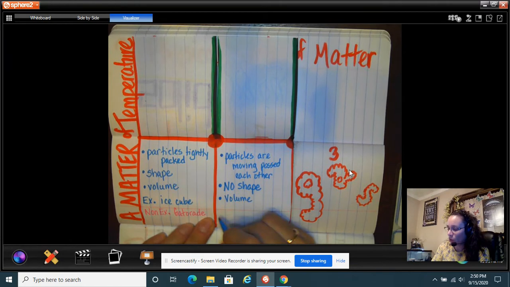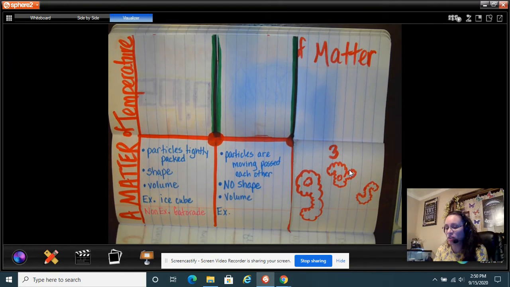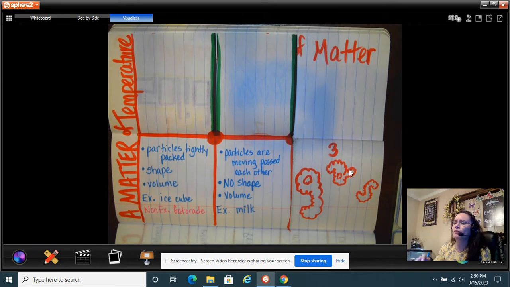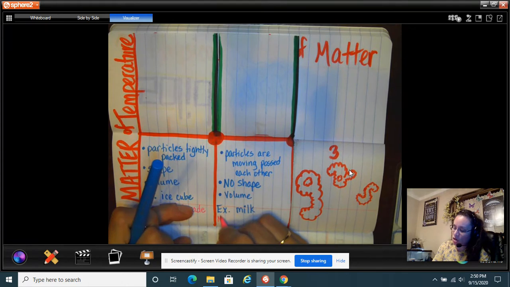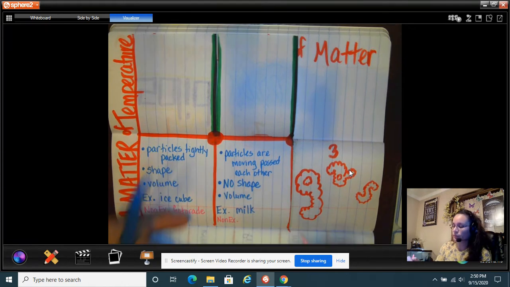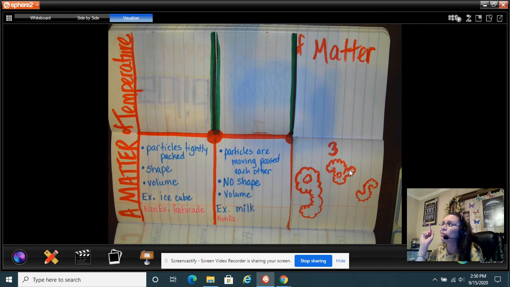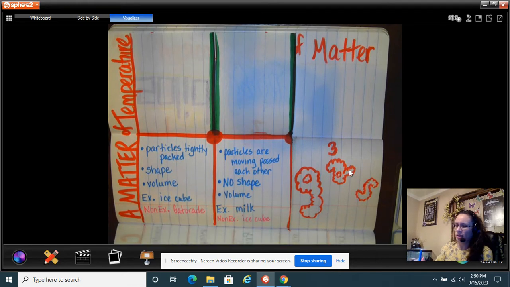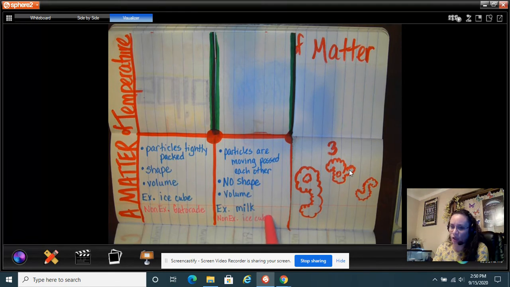So for my example of a liquid, I'm going to put milk. I've seen milk take the shape of the cafeteria floor many times. Then I'm going to change my marker and put a non-example, something that's not a liquid. Could it be a solid? Sure, it can. So I'm going to put ice cube. An ice cube is not an example of a liquid. That's why I put it in a different color.